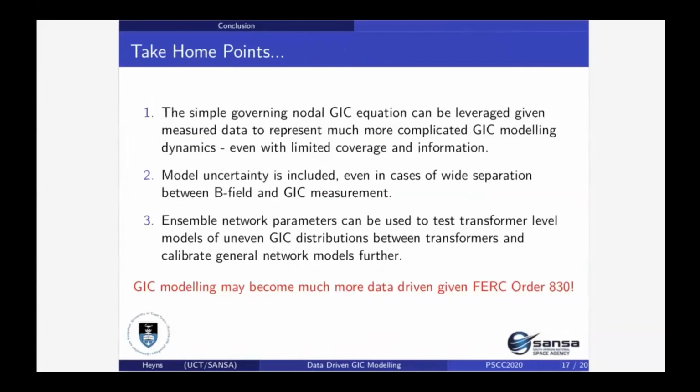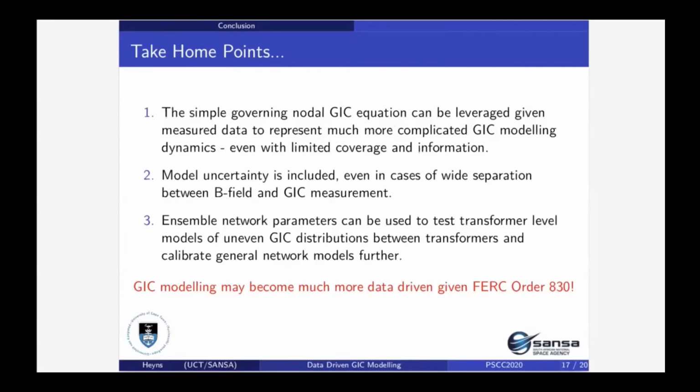From this whirlwind tour through data-driven GIC modeling, there are a couple of take-home points. The first is that given measured data, the simple nodal GIC equation can be used to model much more complicated GIC dynamics and absorb error when assumptions break down. This can be done with limited coverage in the network and no further information about network or ground conductivity.